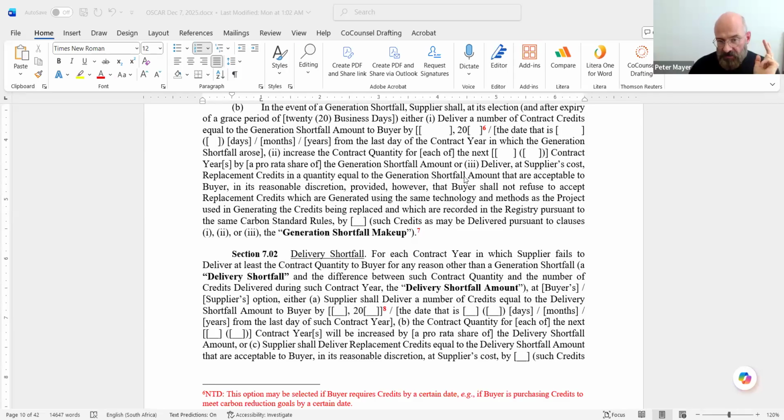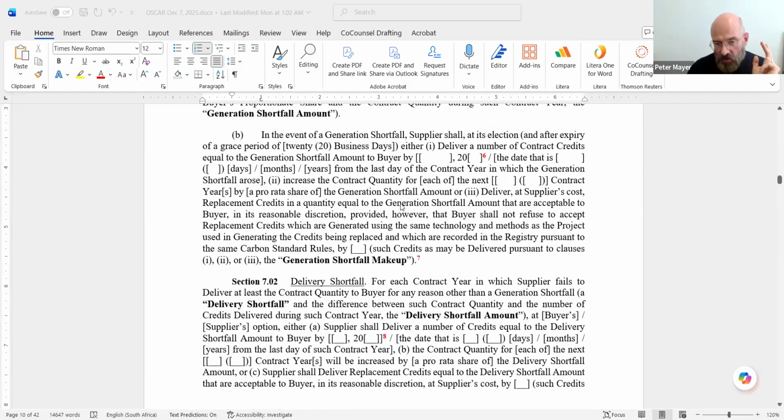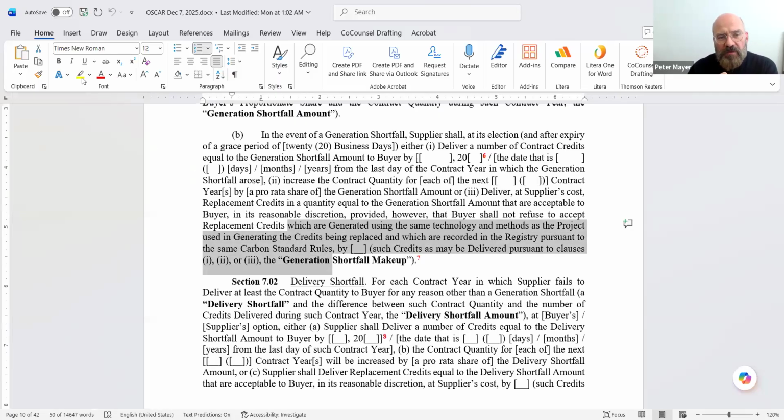What are the makeup options, right? These are in here, 2.01b, right? The supplier can deliver the credits later, increase future quantity, issue replacement credits, right? And you can see here that there is some language that makes it more difficult for the buyer to reject replacement credits if they are using the same technology. So this is a slight distinction to the delivery shortfall provision.